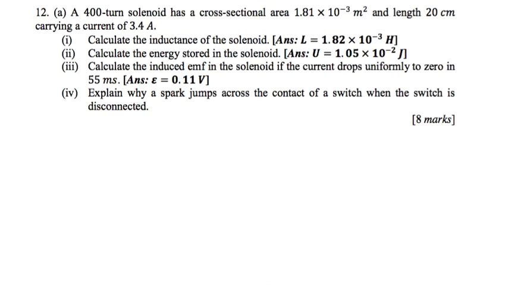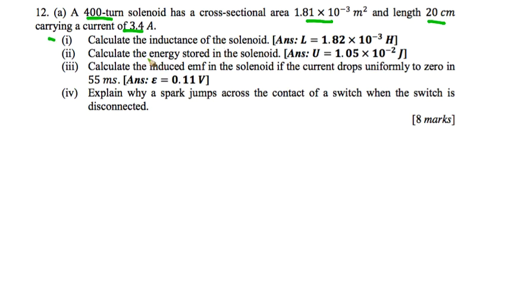Next question. A 400 turn solenoid has cross-sectional area A 1.81 times 10 to the minus 3 meters square, and the length of the solenoid is 20 centimeter, and the current in the solenoid flows to 3.4 ampere. Number 1, calculate inductance of the solenoid.